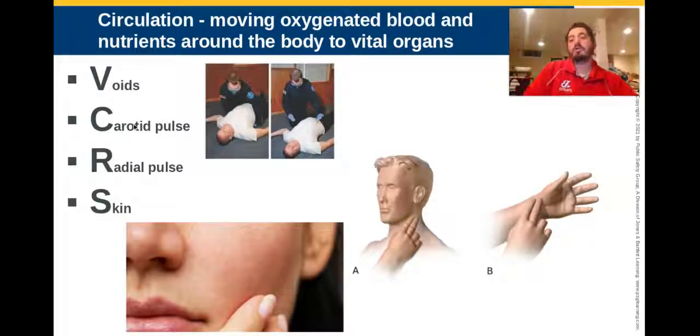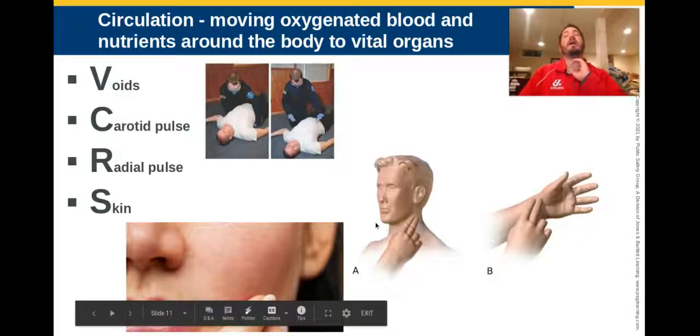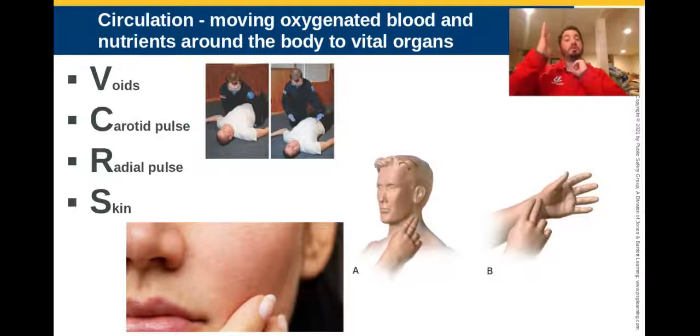So CR, we're going to check pulses. One of two things here. A carotid pulse is this one right here, your carotid artery that runs up your neck and into your brain. And your radial pulse, which goes out to your hand here. It's the side closest to your thumb. And you can feel those on yourself with your fingers. We'll learn how to do this.